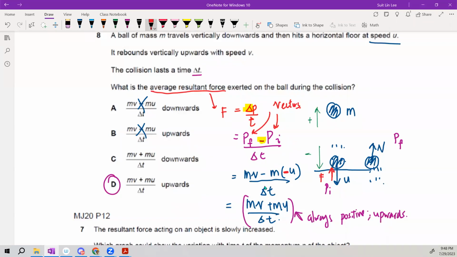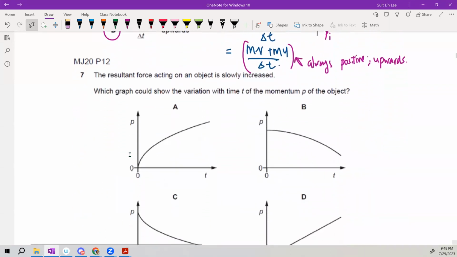If not, how did the ball end up going up this way? So surely the force is pushing the ball away so that the ball changes direction. You can also use, I guess, logic. Okay. All right. Number 7.